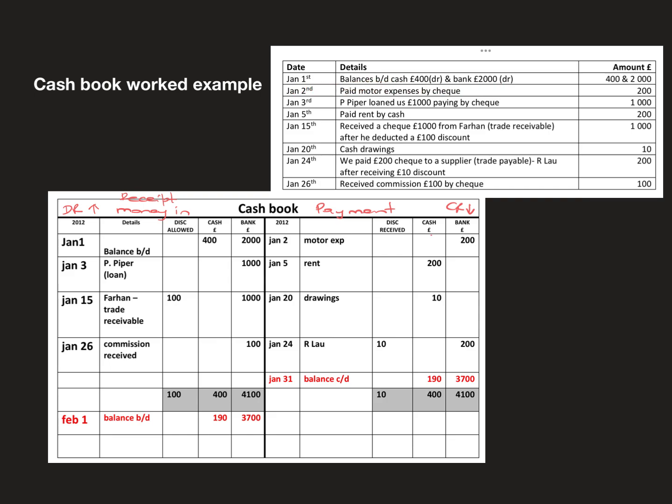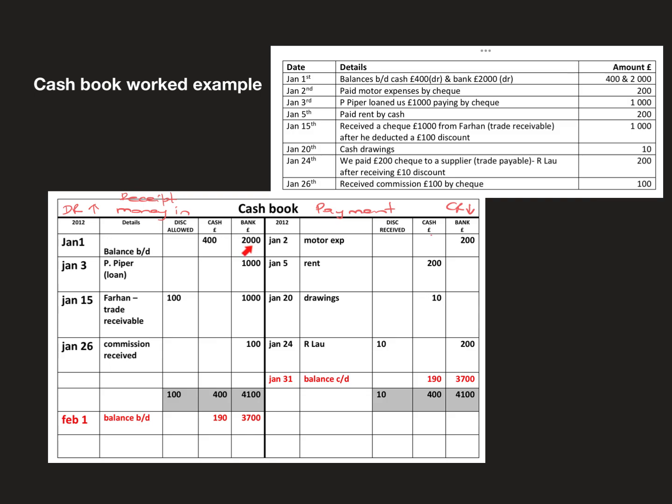As you will see here, on January 1, in the details, the information written is balance brought down, because that's what it says here. And it says cash 400. So you're going to go to the cash column to record the amount, and the bank column to record the amount.